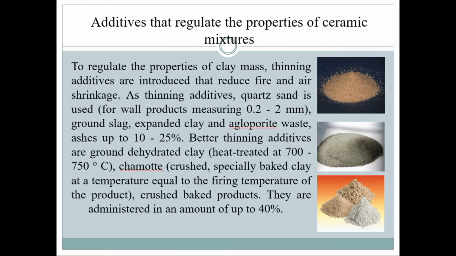Ground slag, expanded clay, and evaporated waste are added up to 10 to 25%. Better thinning additives are ground dehydrated clay, heat treated at 700 to 750 degrees, and chamotte, crushed specially fired clay at a temperature equal to the firing temperature of the product, and crushed baked products. They are administered in an amount of up to 40%.